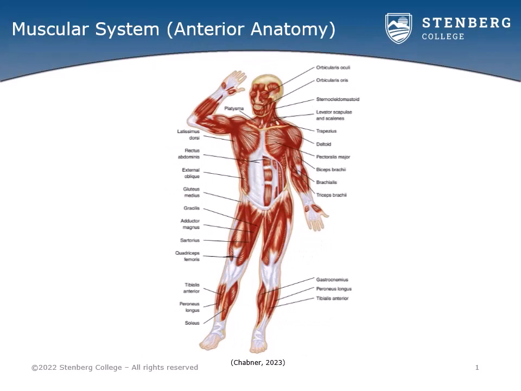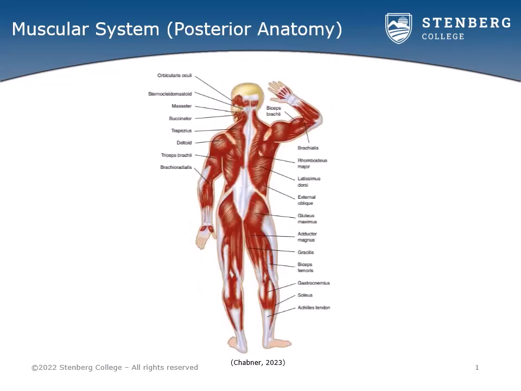Here is the anterior or frontal view of the muscular system. And here is the posterior view of the muscular system.